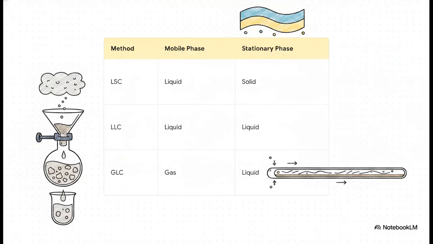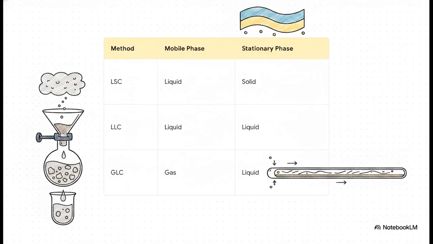Keeping that broad classification in mind, let's systematically break down the key combinations used in labs every single day. First up is liquid-solid chromatography. This is actually the earliest type of chromatography out there where the mobile phase is a liquid and the stationary phase is a solid.